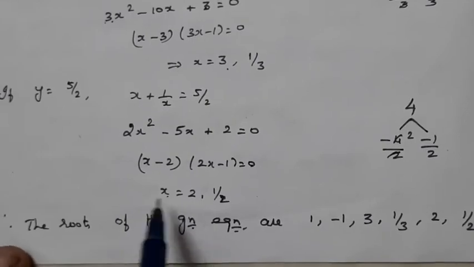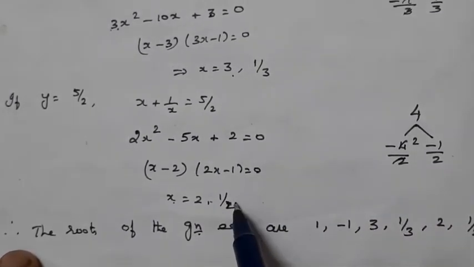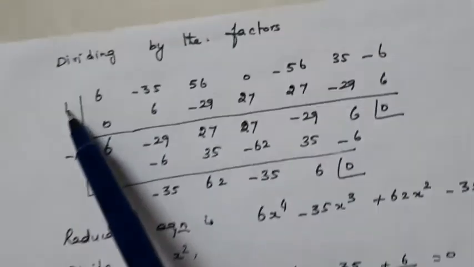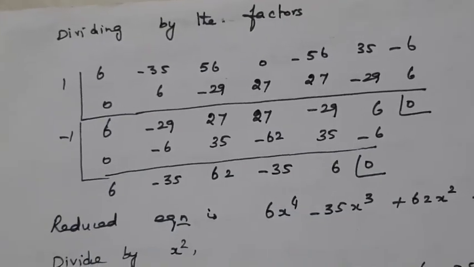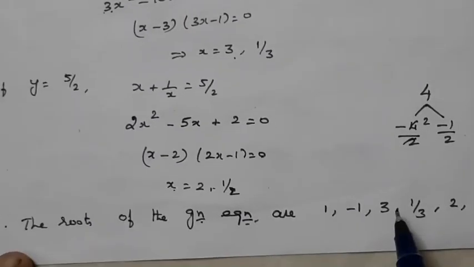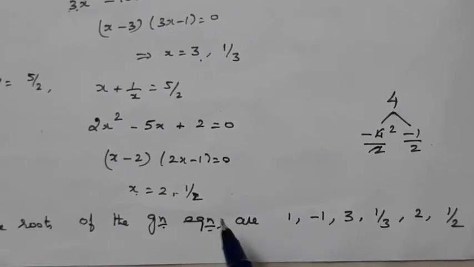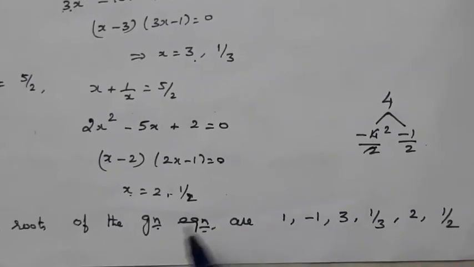So what would be the roots of the equation? 3, 1 by 3, 2, 1 by 2, and already we have plus 1 and minus 1. So you got 6 values for the given equation. And what are the 6 values? Plus 1, minus 1, 3, 1 by 3, plus 2, 1 by 2. Okay. So this is the way to solve such reciprocal equations.